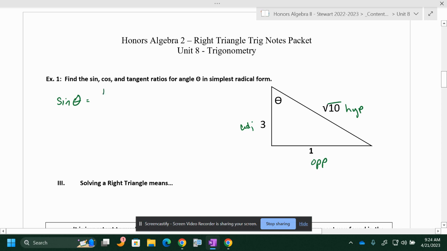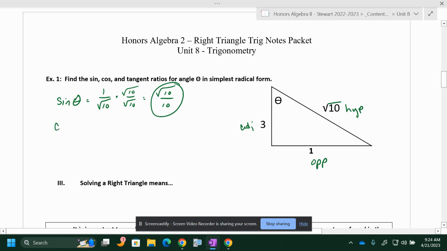So it's going to be 1 over the square root of 10, which you can't have. You can't have a radical in your denominator, so you'll have to rationalize it. So you'll end up with the square root of 10 over the square root of 10, and then you'll get the square root of 10 over 10.